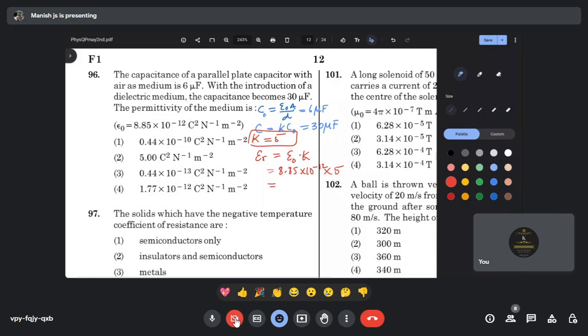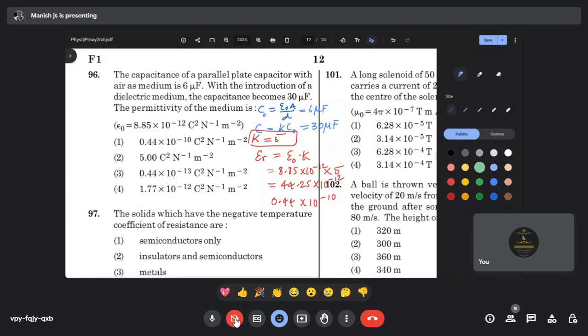How much is 8.85 times 5? 44.25 into 10^-12. So 8.85 times 5 is 44.25 into 10^-12. In significant figures, as per the given options, you can write it as 0.44, moving the decimal places, into 10^-10, I think. Correct?